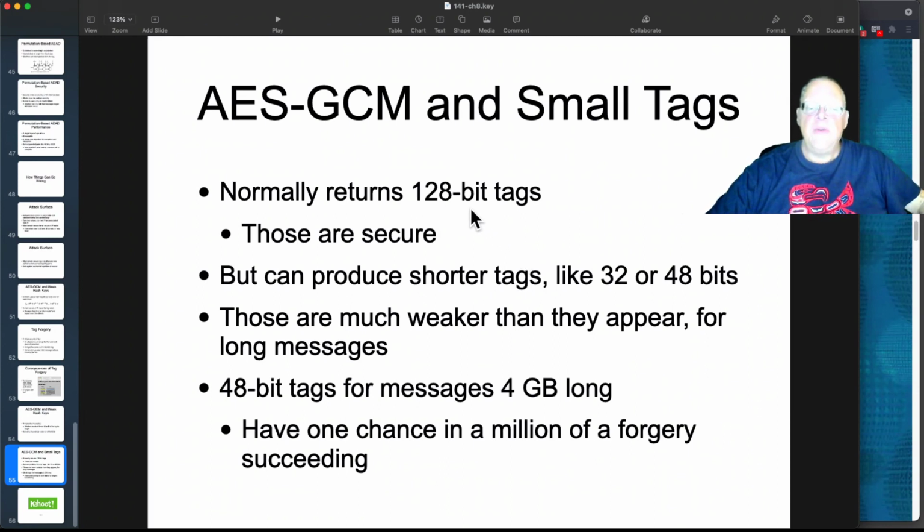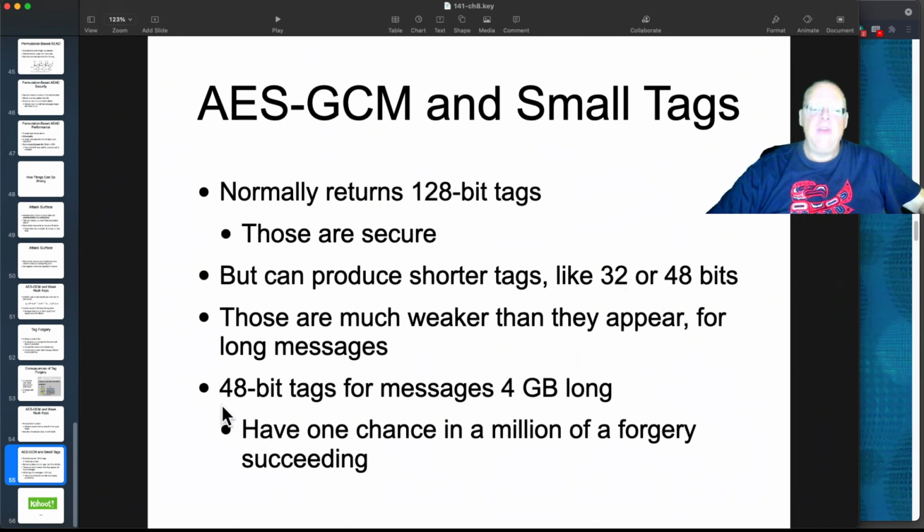So another issue is Galois counter mode. Galois counter mode can use tags of different lengths. Now, if you use a 128-bit tag, you're fine. If you were to use shorter tags, it wouldn't be safe, which seems pretty obvious, but in fact, it's worse than you think. A 32-bit tag has 4 billion options, so you might think you'd have to try 4 billion times to get one that matches, but it turns out to be much weaker than it appears. You only need to get up to the square root of that.